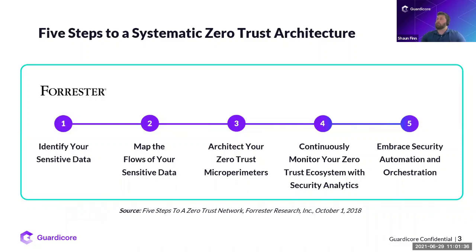With this being said, Forrester has identified 5 key steps to a Zero Trust architecture. The first is helping you identify your sensitive data within your network. The second is visualizing the flows of that sensitive data. The third is then architecting perimeters for your Zero Trust environment. The fourth is continuously monitoring your environment with security analytics. And then the fifth is embracing security automation and orchestration.